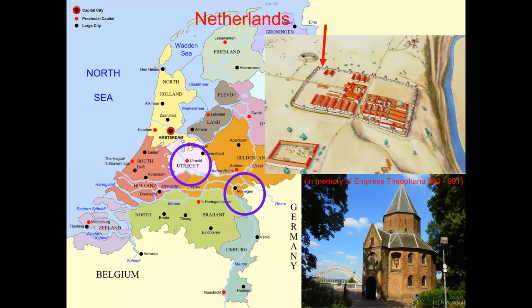Then the picture at the bottom is a picture of the oldest building of the Netherlands. It's more than 1000 years old. And that was built in memory of Empress Theophano, who died in Nijmegen in the year 991. So she was the empress of Europe at that time. So now, 1000 years later, I'm living in Nijmegen. So back to science.